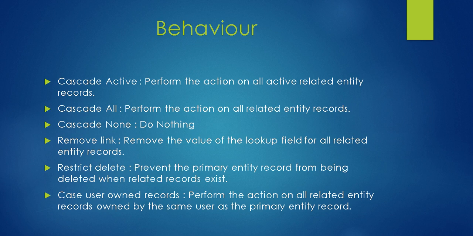Then there is User Owned Records: perform the action on all related entity records owned by the same user as the primary entity record. It means if one user has created a primary entity record in employer, and has created another record from his own ID in the employee entity, using that primary entity record or some other one, then if I choose this behavior, actions will be performed on all the records owned by the same user.